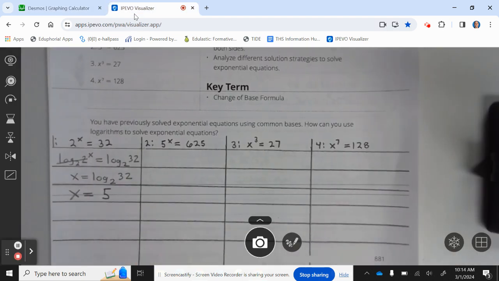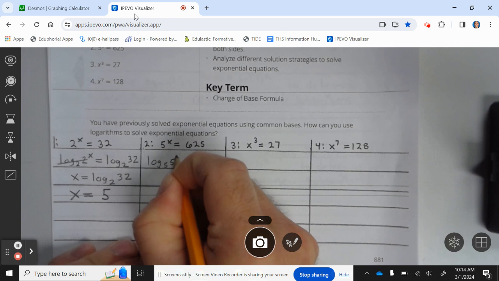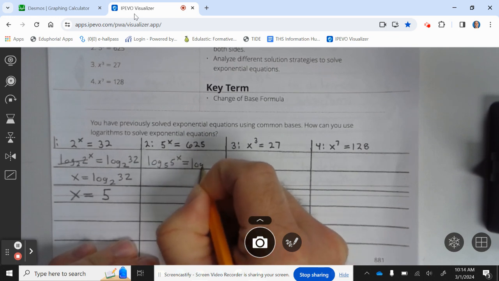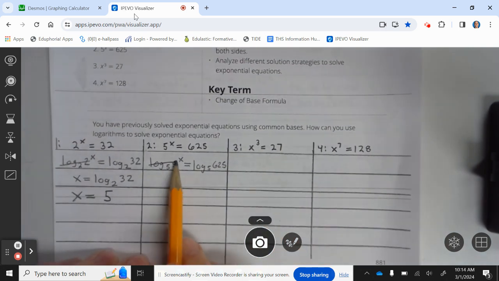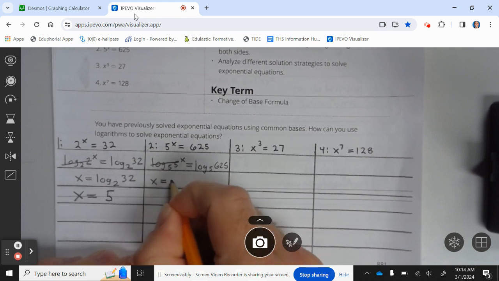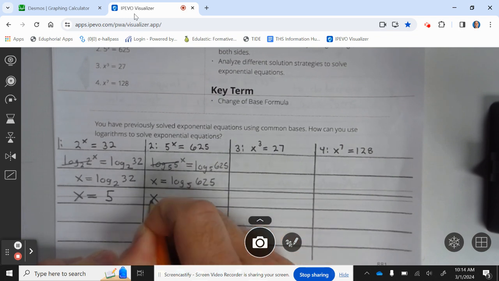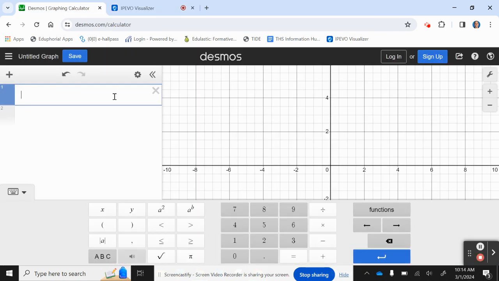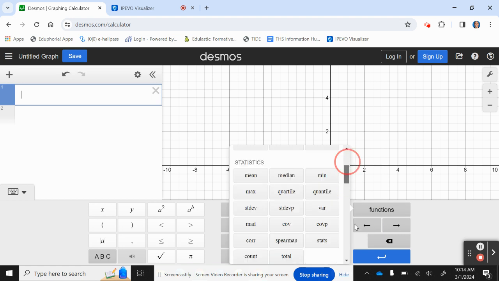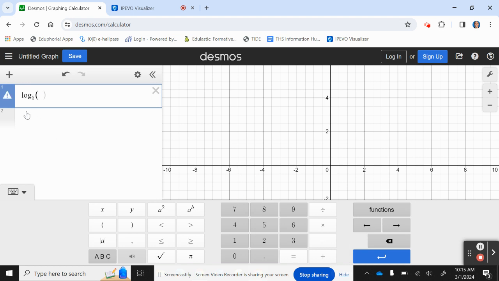All right. Let's take a look at number 2. So number 2, we're going to take log base 5 of both sides. Log base 5 of 5 cancels each other. You're left with x equals log base 5 of 625. So let's go ahead and put that in our calculator. So x equals 4.